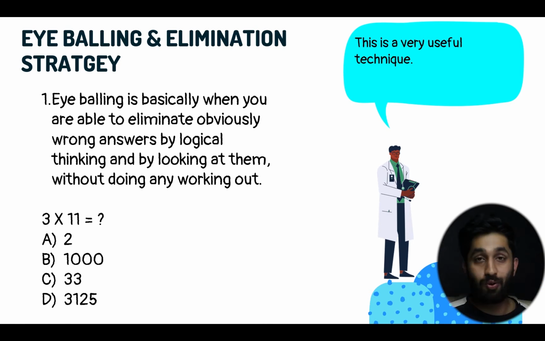Take for example this equation right here, 3 multiplied by 11. Obviously we know what the answer is, and this is an extreme example, but for the case of explaining to you what eyeballing is, let's take a look at the answer options. A is 2, obviously we know that's wrong instinctively. B can't be 1000 because it's too large. C is 33, we know that is the right answer, and D is 3125, and obviously this is a relatively large answer. So the answer is C, and we didn't really have to do any sort of working out. That is basically what eyeballing is.